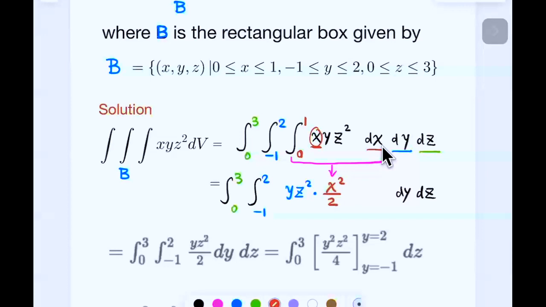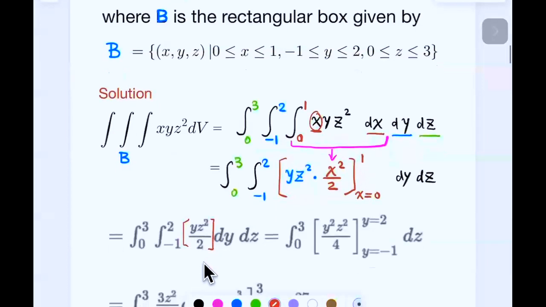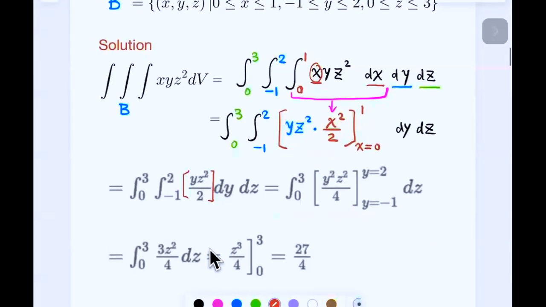Now we're going to evaluate this. And remember, x here goes from 0 to 1. When you substitute x to be 1, substitute x to be 0, and subtract, you're going to get this over here: yz squared over 2. Now, what will be the next step? The next step, we're going to do what?